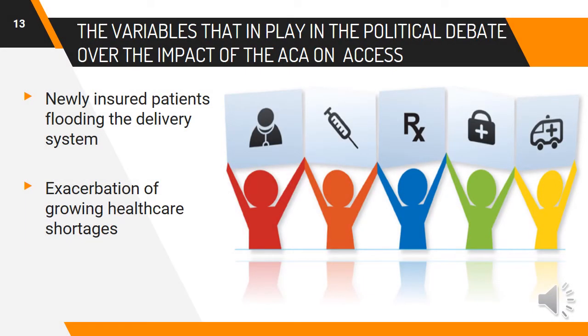There are several variables that come into play in the political debate over the impact of the Affordable Care Act on access. First, there is concern of newly insured patients flooding the delivery system. Through the Affordable Care Act, an estimated 30 to 34 million Americans are expected to gain health insurance. This could generate a heavier demand for services and the potential to create a bottleneck in access. Patients participating in the insurance exchange can experience the narrowing of networks and limited providers.